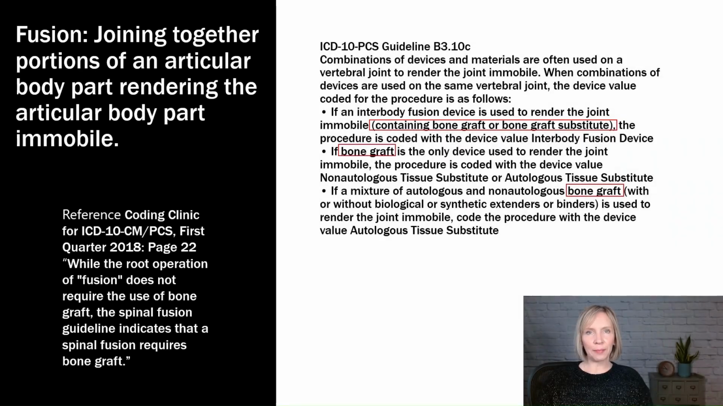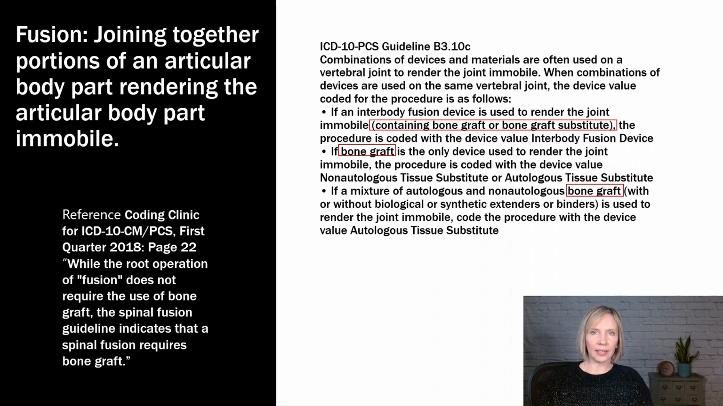In ICD-10-PCS, spinal fusions are classified under the root operation fusion, which is defined as joining together portions of an articular body part, rendering the articular body part immobile. The main goal of a spinal fusion is to join together two or more vertebrae of the spine, allowing them to heal into a single solid bone. This procedure is done to stop painful motion or restore stability to the spine.